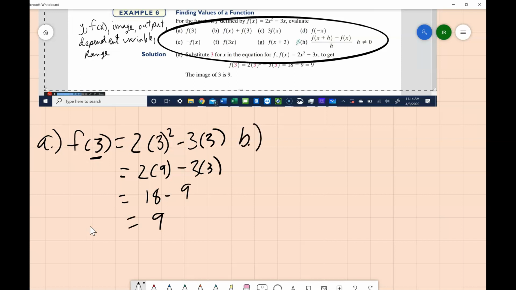Part B is f of x minus f of 3. So f of x, what is f of x? Well, it's already given to me up here. It means I'm putting x into the function, into the machine, and I already know what that's going to give me. That's going to give me 2x squared minus 3x, because it's already defined up there according to x. Minus f of 3, well, what is f of 3? It's what I already got in part A. So minus 9. And that is the answer for part B.